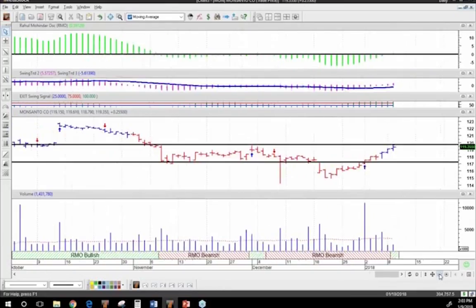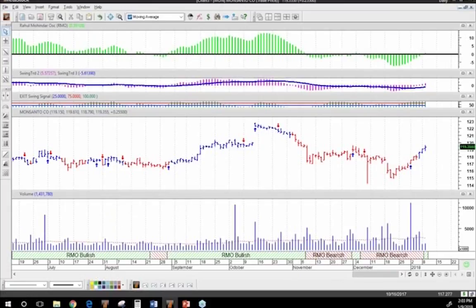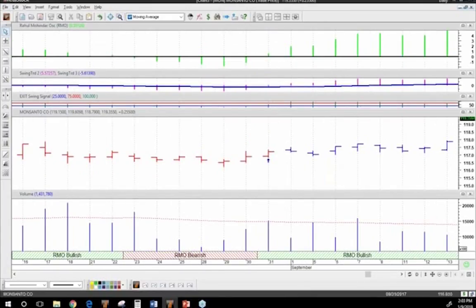Let me see if I can find a pretty good example of that on Monsanto. This is actually not a great example, but that's okay. Let's pretend, just for the sake of argument, that we started to look at this security back in August, and we'll walk through how that would work exactly. In this particular case, I'm going to take a zoom view right here. Let's say we started to look at this on August 31st.